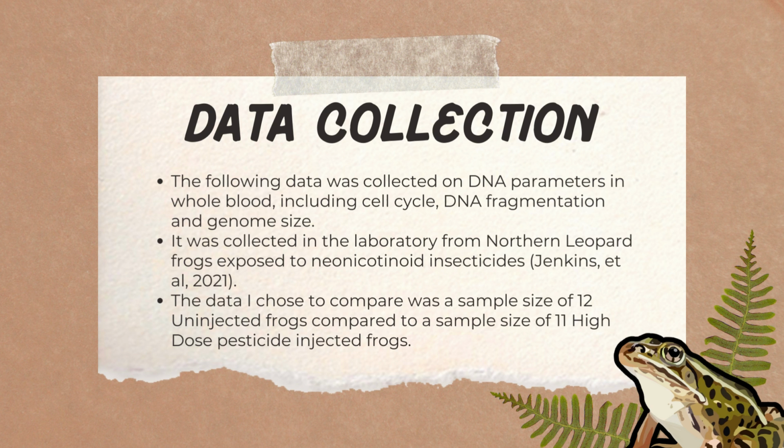How the data was collected. The following data was collected on DNA parameters in whole blood, including cell cycle, DNA fragmentation, and genome size. It was also collected in a laboratory from northern leopard frogs exposed to the pesticides or insecticides. The data that I chose to compare was a sample size of 12 uninjected frogs, and I compared them to a sample size of 11 high-dose pesticides of injected frogs, or injected into the frogs.